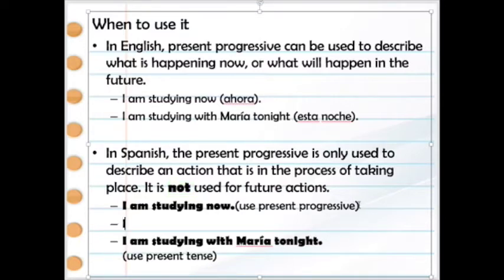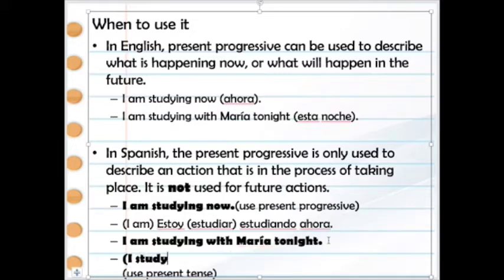So these would look like this, right? We're going to use estoy because it's I am. Estoy. Estudiar is the verb to study. So we're just going to put that in parentheses here. We're going to drop the ending. We're going to add ando. Estoy estudiando ahora. I am studying now. I am studying now. All right? The difference here is I study. Estudio. Con, that's with, Maria.